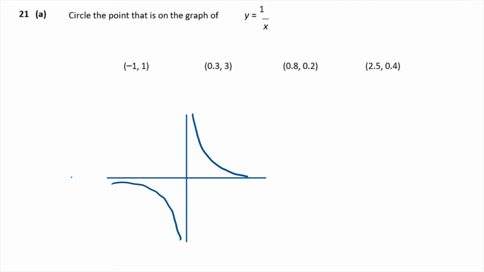So it's not that one. If I put -1 in there, I'd get 1 over -1, which would be -1. If I put 0.3, 1 divided by 0.3 is not 3. So it's not that one either. 1 divided by 0.8 is not 0.2. I don't believe it's that one either. What about this one? Let's just double check this one. 1 divided by 2.5. That indeed is 2/5, which is 0.4. So it's going to be that one there.